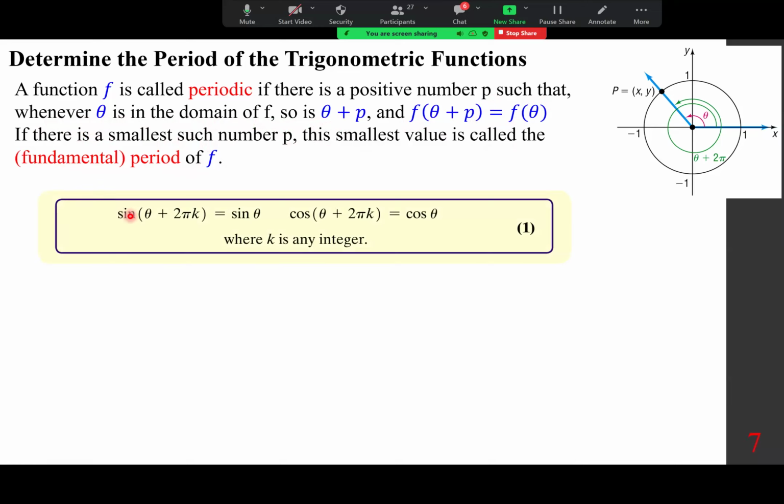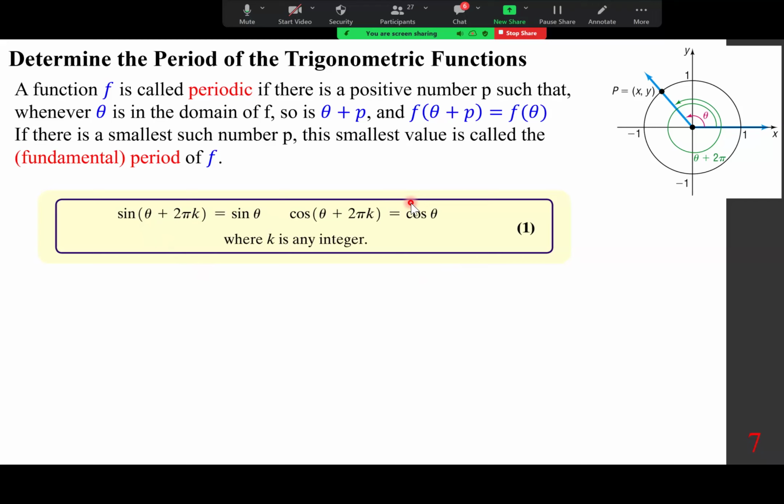Take a look at the concept. Sine of theta plus 2 pi k equals sine theta. Cosine of theta plus 2 pi k is cosine theta. K is any integer. Sometimes we use k, sometimes we use n. The idea is that, as you recall, 2 pi is a complete revolution, puts us back in the same spot. So if we add 2 pi or multiples of that, we still end up with the same location. That's why sine and cosine are the same.